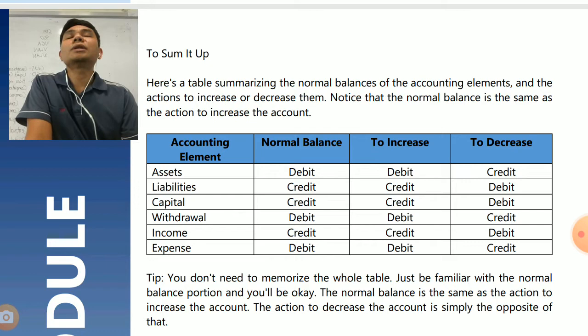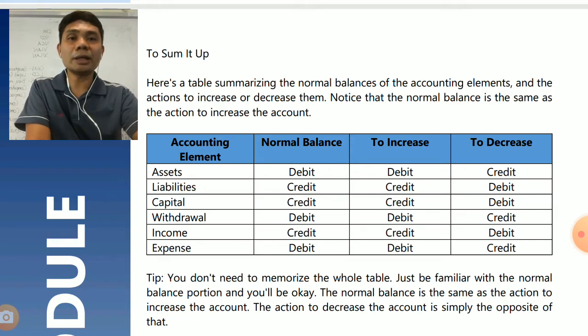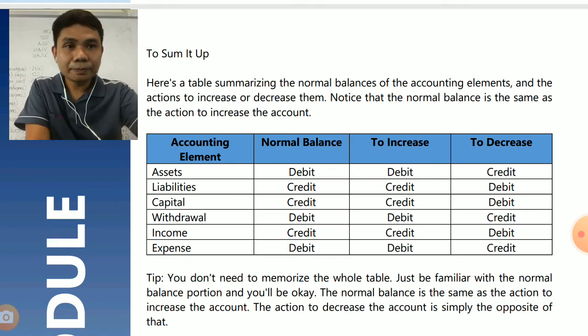You don't have to memorize it, okay? But at least familiarize yourself with it or copy this table, because this will tell you what to do with the different accounts, especially in recording or making journal entries. Okay, if you are not familiar with the normal balances of accounts, I'm sorry to tell you, you will have a hard time with journalizing. It will be difficult. Okay?